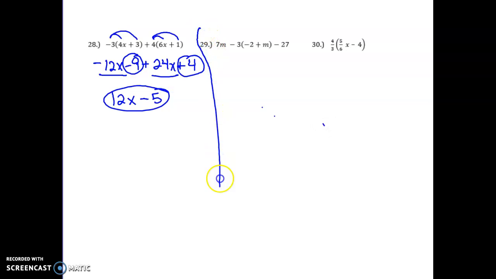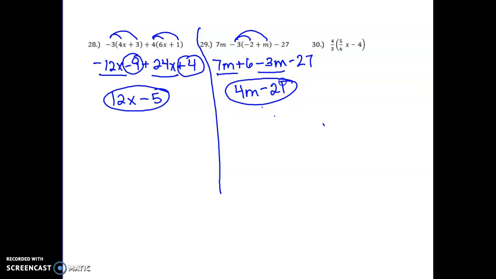Okay, 29, let me draw a line here. We'd have 7m plus 6, because negative 3 times negative 2, minus 3m minus 27. 7m minus 3m is 4m. 6 minus 27 is a negative 21.